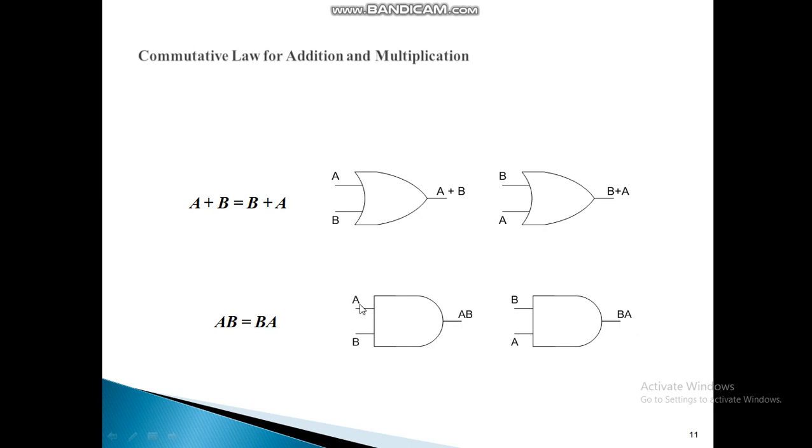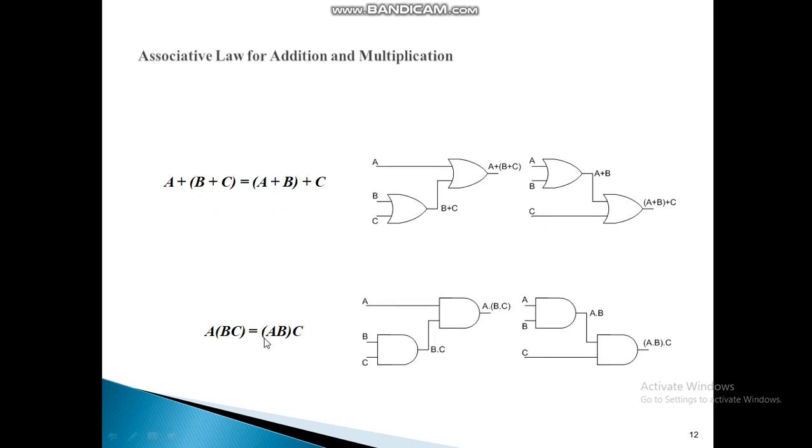Here, for example, the value of A is equal to 1 and the value of B is equal to 0. A value 1 input and B value 0 input, then the result of AB will be equal to 0. Now we apply the inputs B is equal to 0, A is equal to 1. The result will be equal to 0. So we can say that AB is equal to BA.